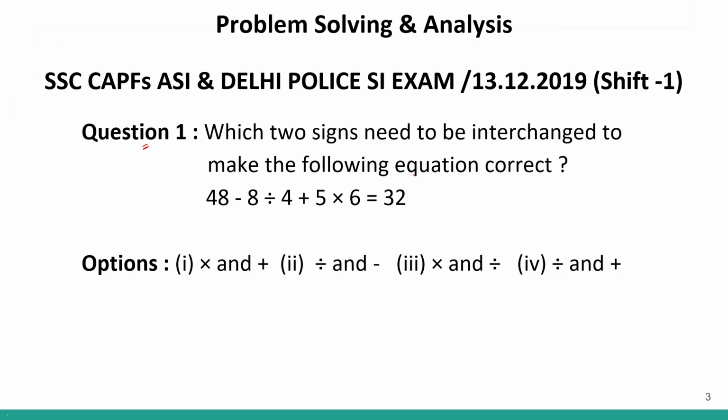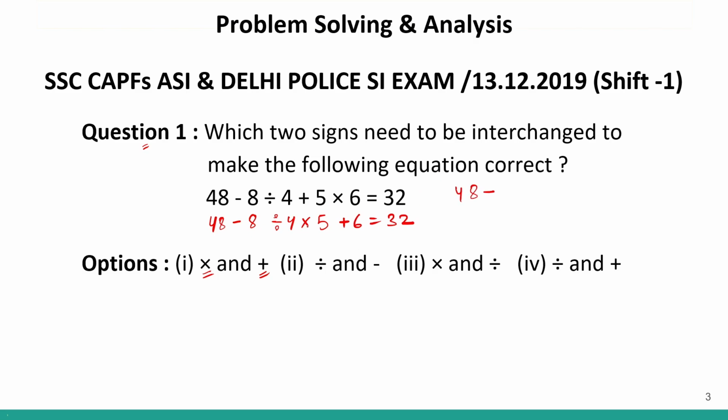Which two signs need to be interchanged to make the following equation correct? Whenever we get a question like this, we start by substituting the options into the equation. Let us check the first option. In the first option, we are interchanging the multiplication sign with the addition sign. So it will be 4 into 5 plus 6 should be equal to 32. Now let us check.